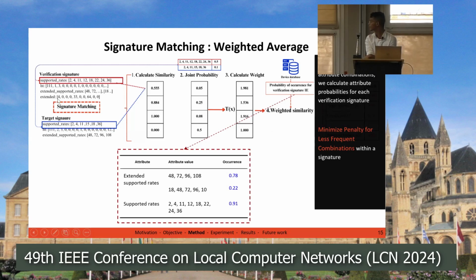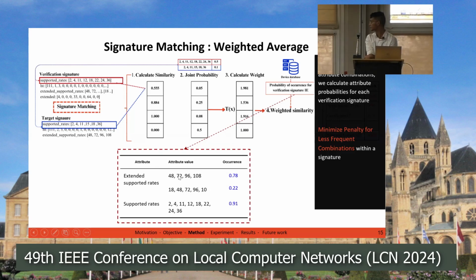So if you look at extended supported rates here, you could see that in the verification signature, there are 2 potential sets of values, and you want to identify which value can occur to which extent. So what we do is when we create these verification signatures in our database, we also note down how often you'll see them in a particular signature.